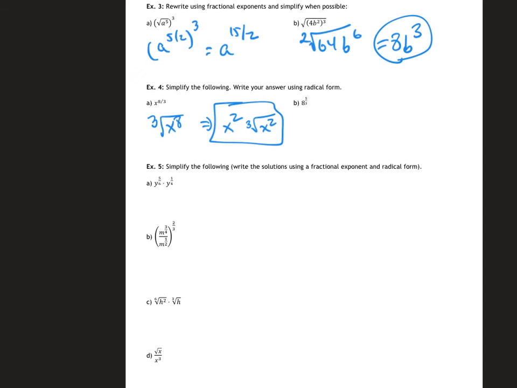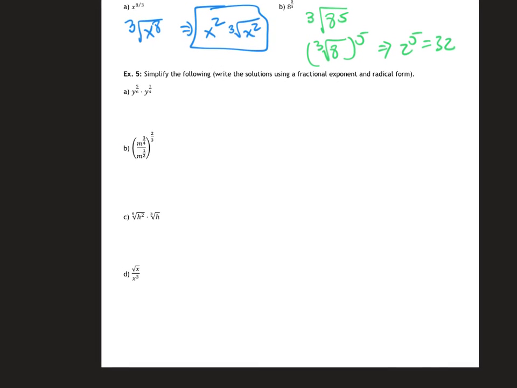So this one I'm going to rewrite. I have the cube root of 8 raised to the 5th power. Now, I always want to look here: do I know the cube root of 8? I do, so I can rewrite it like this. That gives me 2 to the 5th power, which is 32. If you don't, you would have 8 to the 5th power, which is an enormous number, so I don't really want to work through that.